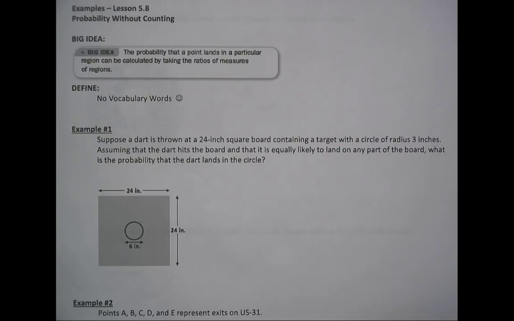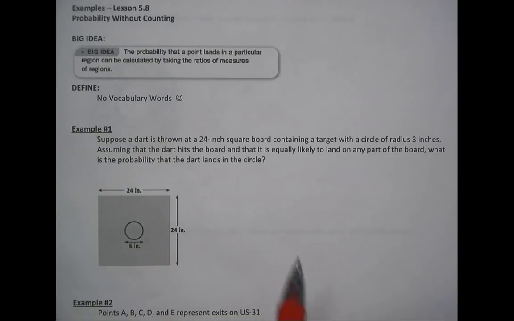So lesson 5.8 in your algebra book is called probability without counting. And your big idea: the probability that a point lands in a particular region can be calculated by taking the ratios of measures of regions. So we're going to be calculating probability, but not just with numbers in a word problem. We're going to look at pictures and diagrams and talk about basically how much of the space is taken up by one object and another object, and then use that to form a probability based on those percentages.